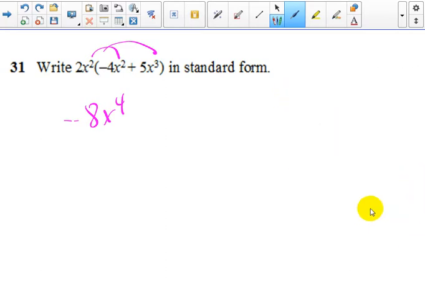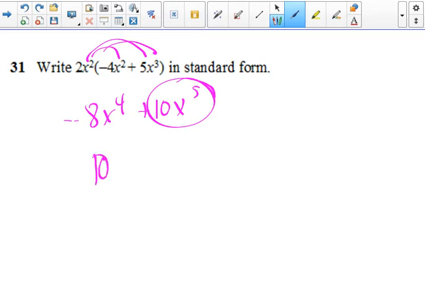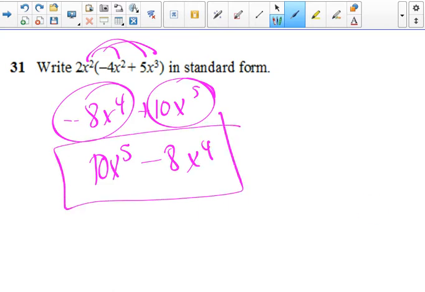All right, so now the second term is going to be plus 10x to the 5th. All right, now it says write it in standard form. Well, the highest power goes first, so it becomes 10x to the 5th minus 8x to the 4th. And that's your answer.